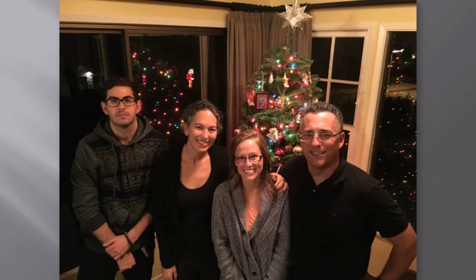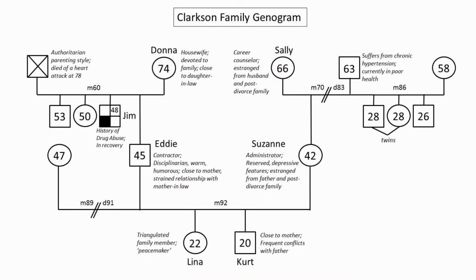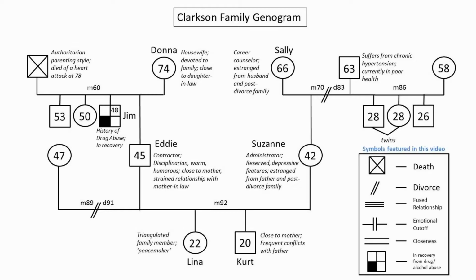The most important construct of Bowen Family Therapy is the Genogram, a powerful tool that conveys significant dynamics across generations, which is why the model is also called intergenerational family therapy. This diagram represents the Clarkson family genogram, and here are some of the prominent symbols, so pause the video as needed to review.